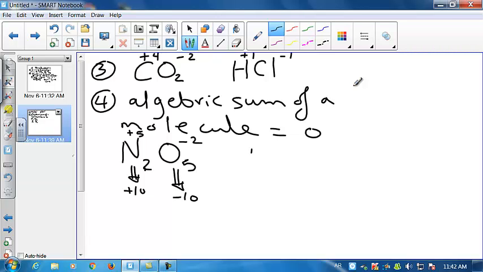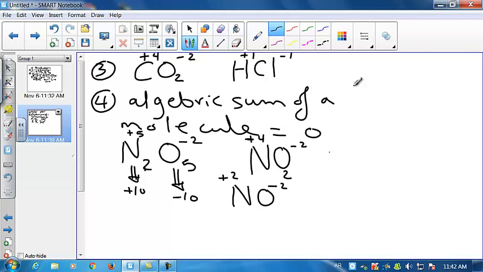While in NO2, for example, the normal oxidation number of oxygen is negative 2 times 2, so it is negative 4. So the nitrogen should have an oxidation number of positive 4. While in NO, the normal oxidation number for oxygen is negative 2, so the nitrogen must be positive 2.